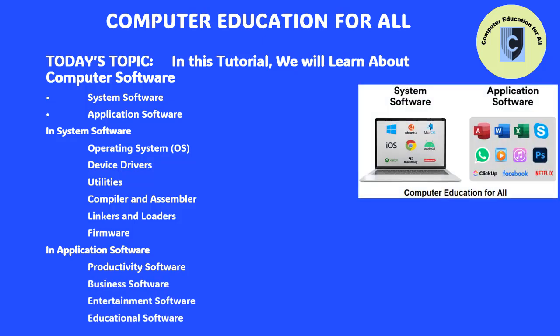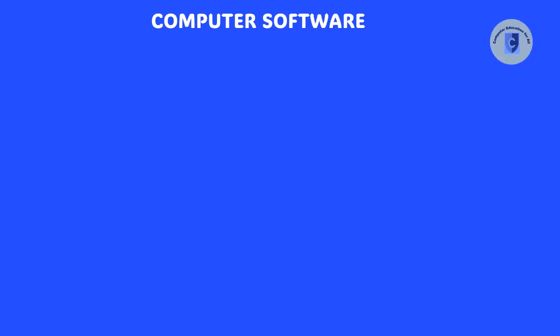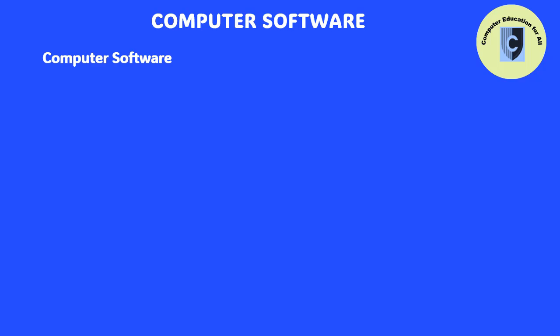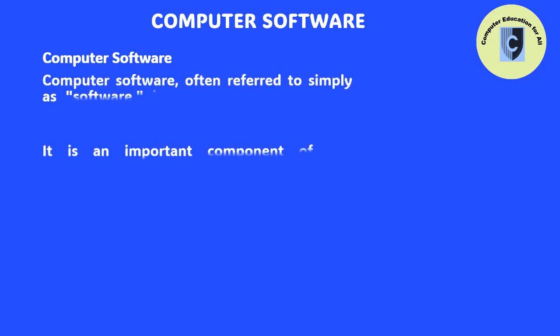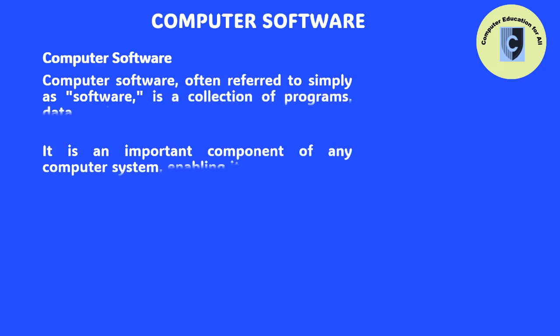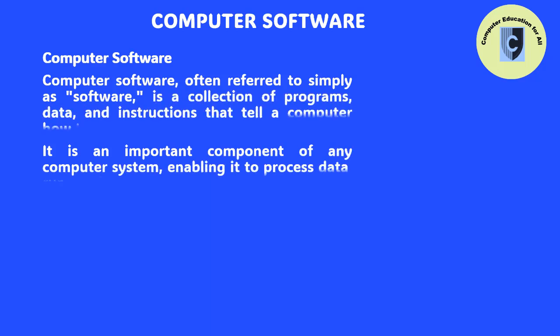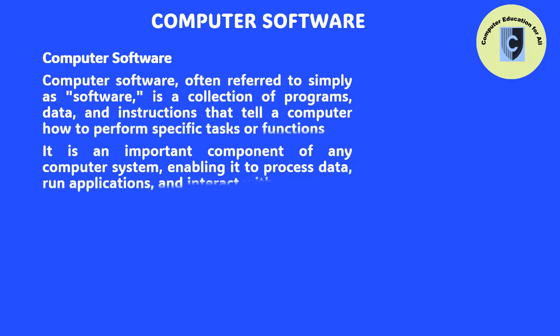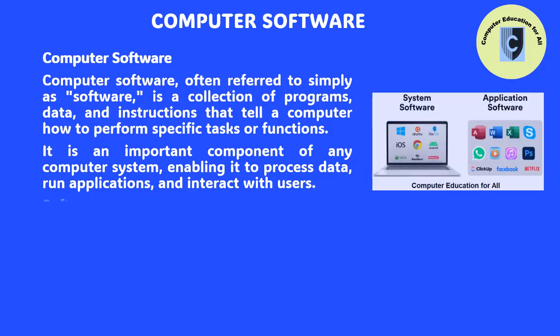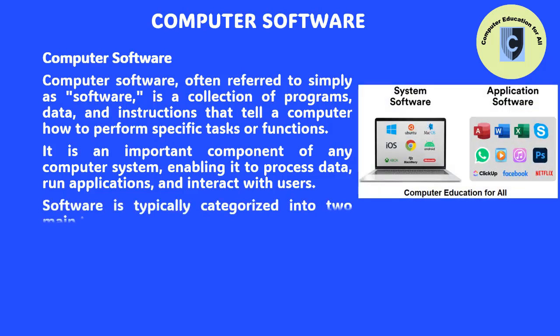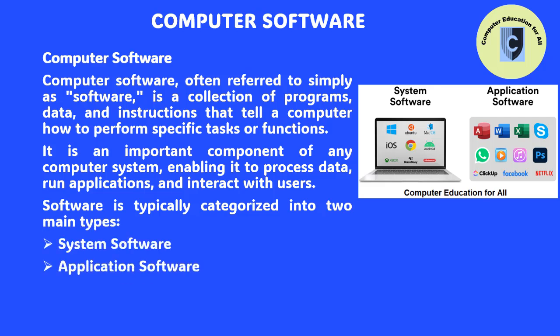Computer software. Computer software, often referred to simply as software, is a collection of programs, data, and instructions that tell a computer how to perform specific tasks or functions. It is an important component of any computer system, enabling it to process data, run applications, and interact with users. Software is typically categorized into 2 main types: system software and application software.